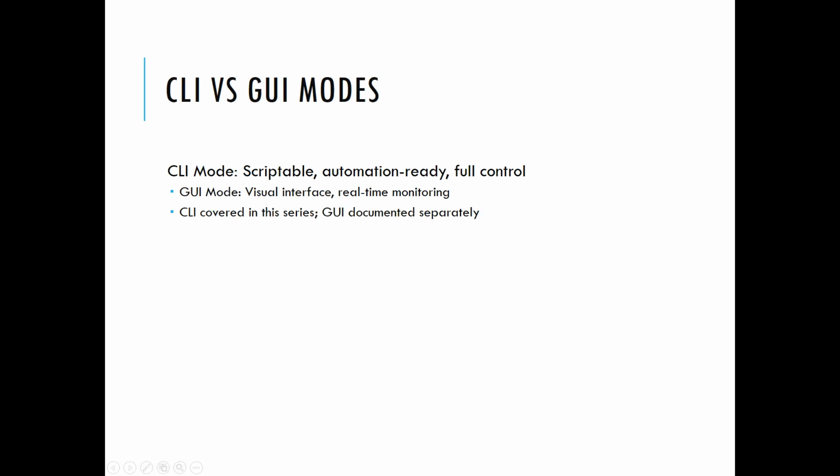Debo offers two primary interfaces, each serving a distinct purpose. The CLI mode is the heart of Debo. It's fully scriptable, ready for integration into your automation pipelines like Ansible or CI/CD workflows, and gives you complete, granular control over every operation. This is what we will cover extensively in this series.